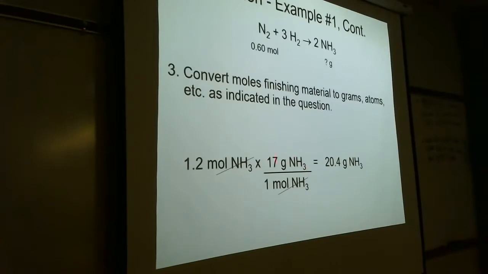Now I rounded my molar mass here. Okay, I rounded it. 14 plus 3 times 1. I rounded it. Bad, bad job on my part, right? You don't want to round your molar masses. But it's about 17. We round our final answer to 3 sig figs because we're given 3 sig figs in the problem initially.